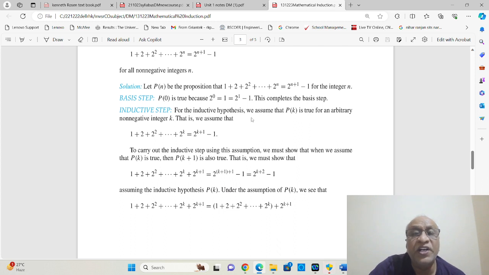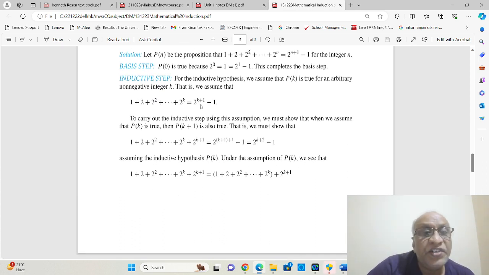Now we have to go for the inductive step. In the inductive step we have to take P of k, and we make the assumption that 1 plus 2 plus ... plus 2 to the power of k is equal to 2 to the power of k plus 1 minus 1. This is the assumption we are making, and we are also saying the implication is true for P of k plus 1. Hence, 1 plus 2 plus ... plus 2 to the power of k plus 2 to the power of k plus 1 is equal to 2 to the power of k plus 1 minus 1, which is equal to 2 to the power of k plus 2 minus 1. This is the implication step.